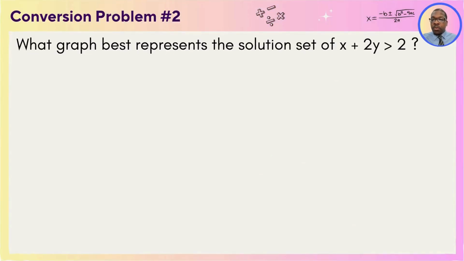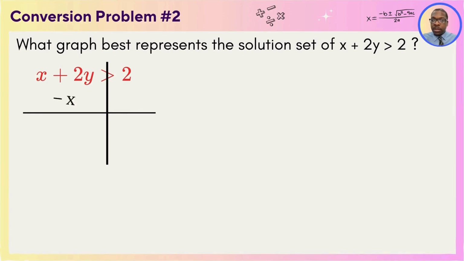Okay, what graph best represents the solution set of x plus 2y is greater than 2? Looks complicated, but let's change it to slope-intercept form, the easiest form, and see if we can get this quickly. Okay, let's make our scales. All right, minus x on both sides. That'll give us 2y is greater than negative x plus 2.